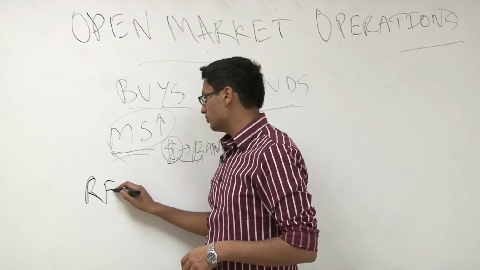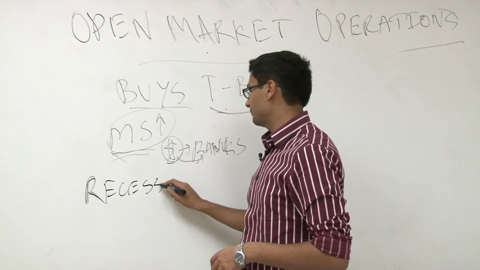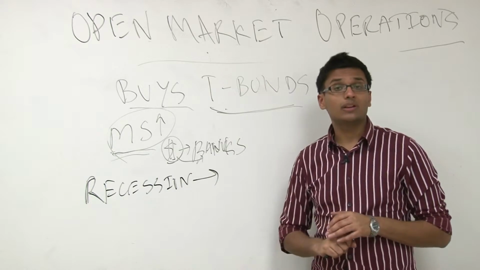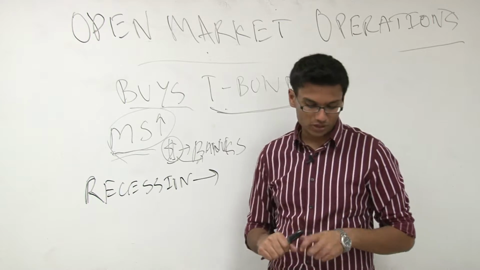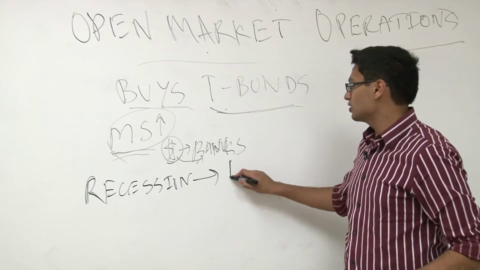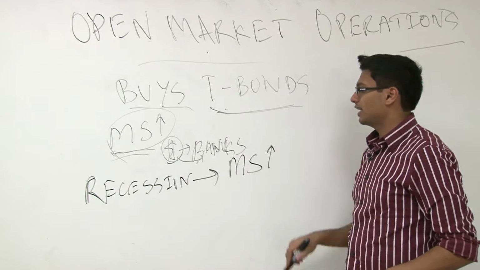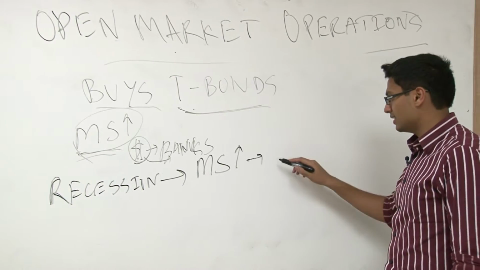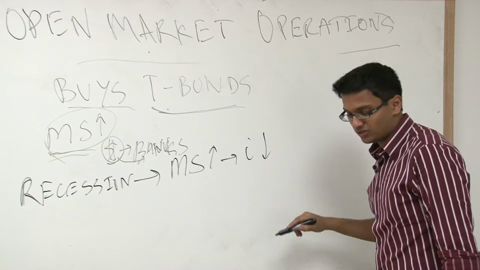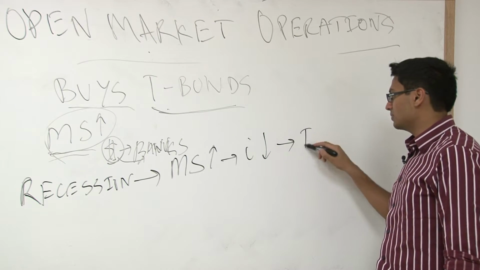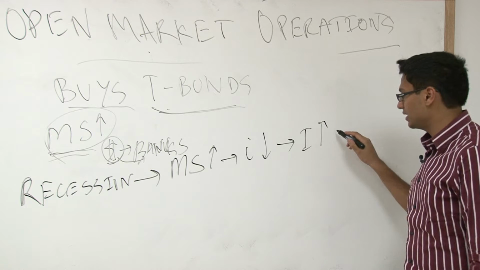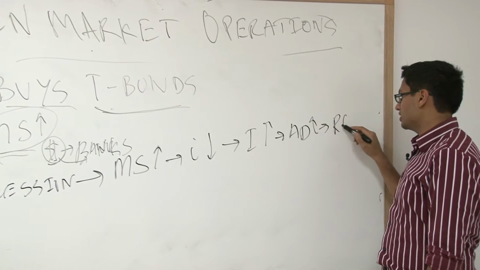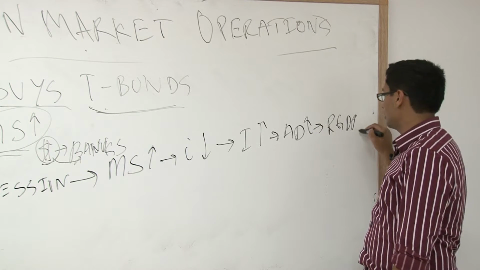Okay, so in a recession, we have the need to increase the output. So how do we increase the output? First, we increase the money supply. This is using an expansionary monetary policy. If money supply goes up, the interest rates go down. If the interest rates go down, the investment goes up. If the investment goes up, and here's the link that's going to come up real soon, AD goes up, our GDP goes up.